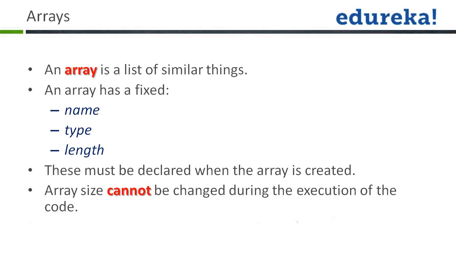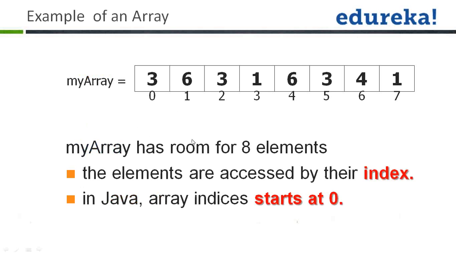That means during the runtime you cannot change the size of the array or the name of the array or the type of the array. All of these things have to be defined in the starting when you actually declare the array. Okay. Now example of array.